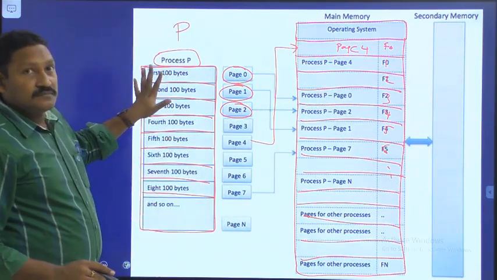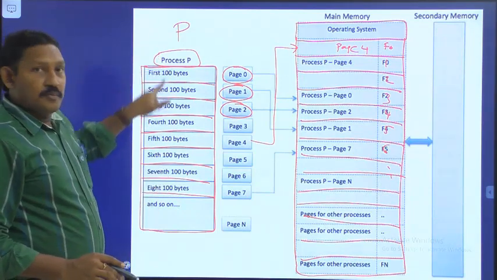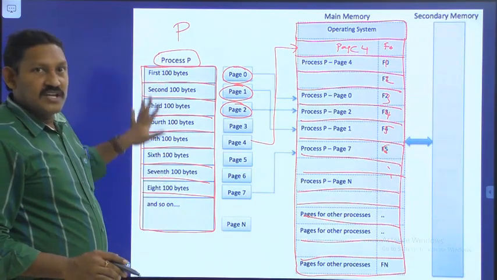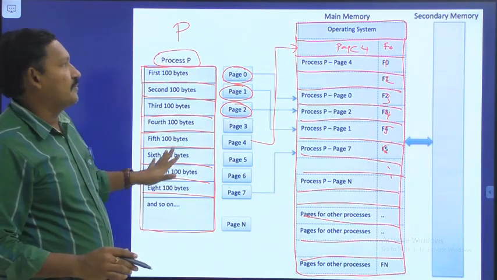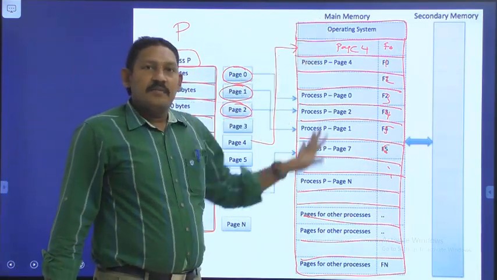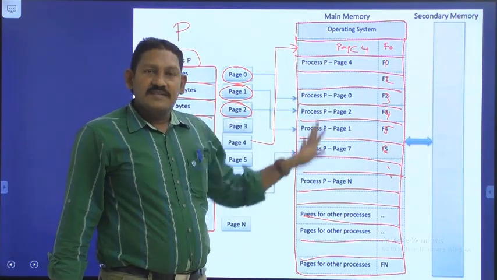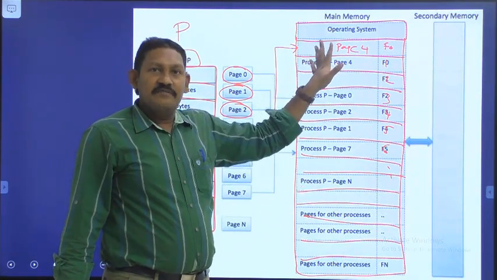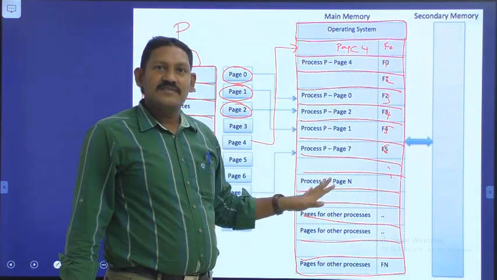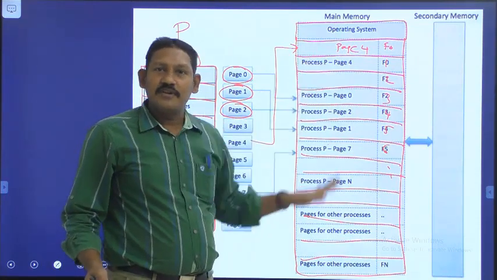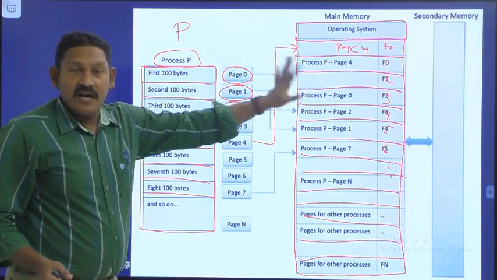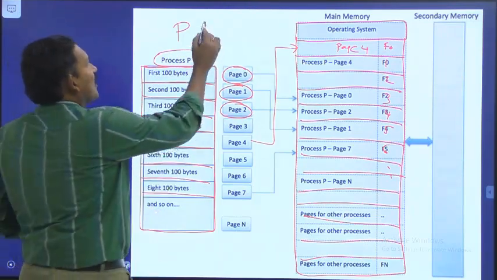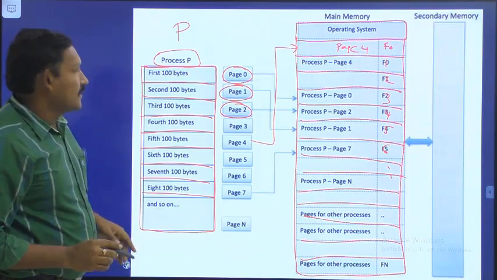So here, the entire process is split into different parts, and each part is named as a page, and the size of each page is one and the same. The entire main memory is divided into a number of parts, and each part is named as a frame. The size of each frame is equal. The size of all the frames is equal, and the size of page and frame is equal.